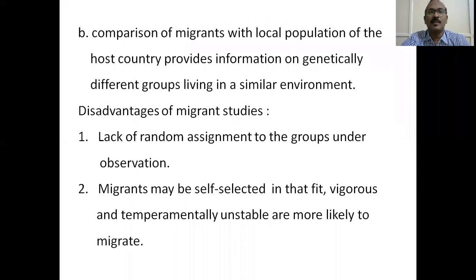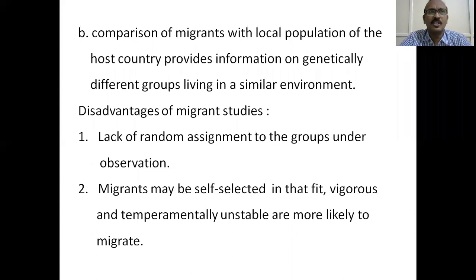Comparison of migrants with the local population of the host country provides information on genetically different groups living in a similar environment. Suppose the disease and death rates of the migrants and the local population are one and the same, it means that the genetic factors compared to that of the host country in which they are living must be similar, which says that the causation of disease in both these migrants as well as the local population is one and the same.